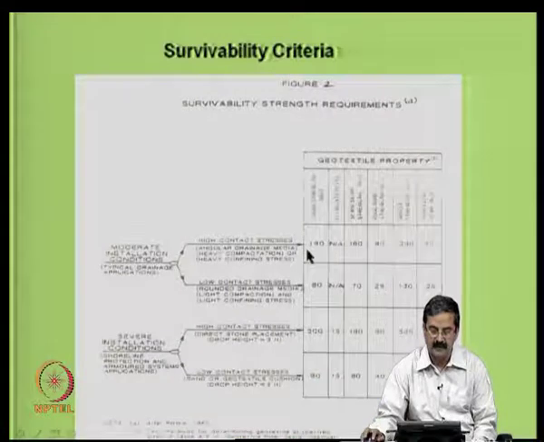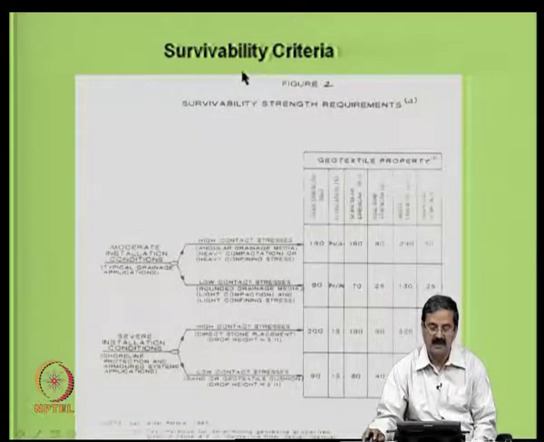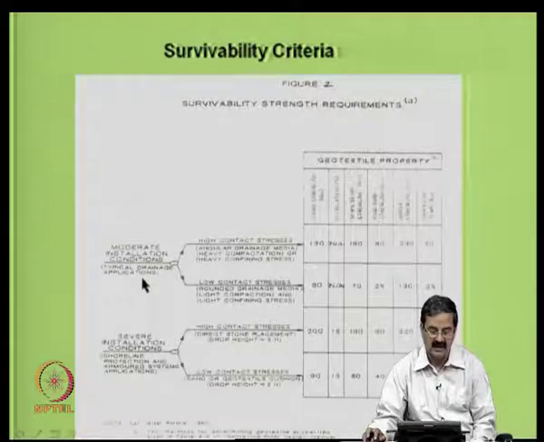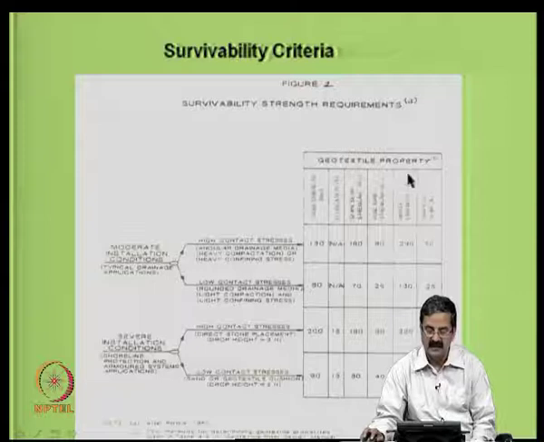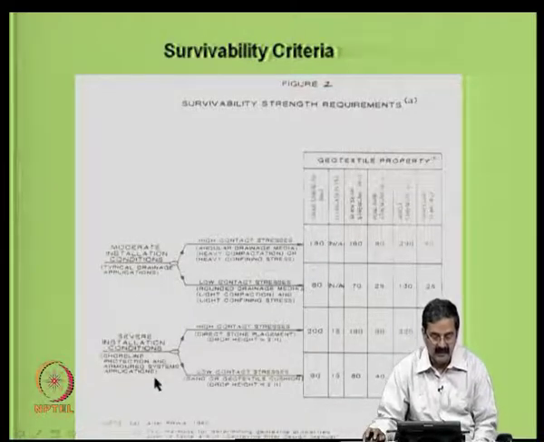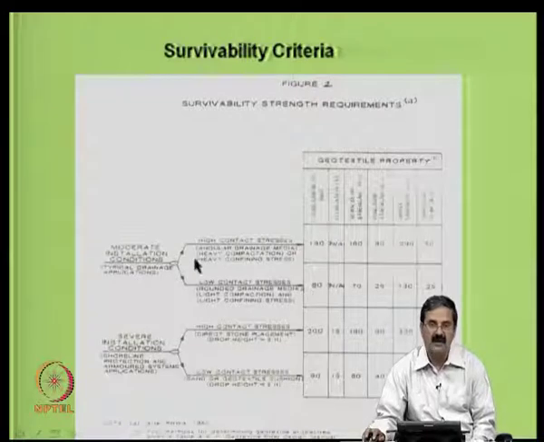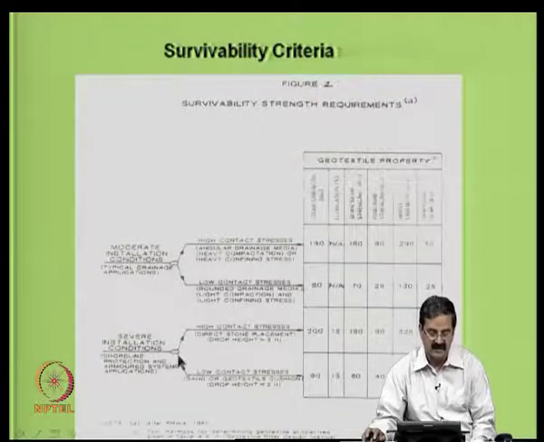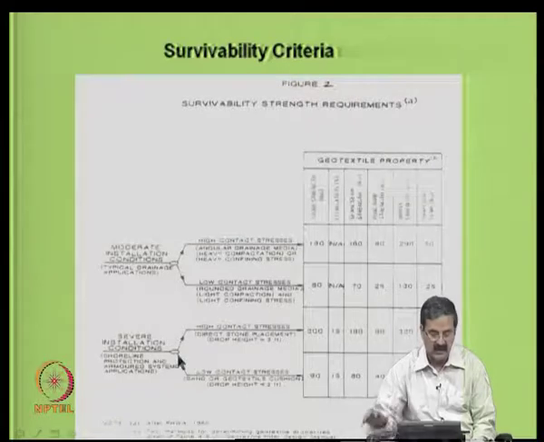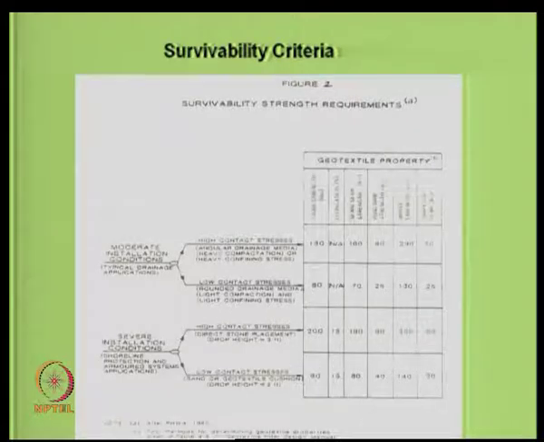He also talks about survivability criteria, in which if the installation conditions are very high, what geotextile properties you should take is given. There are two things: one is the moderate conditions, the other one is the severe conditions. Severe conditions like shoreline protection systems, where there is a lot of wave action and all that. Then in some cases there are high contact stresses and low contact stresses.